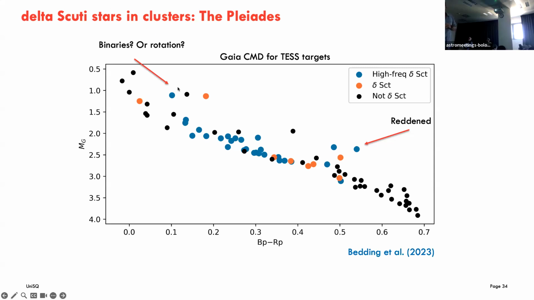But we see a nice main sequence here. I think there's heaps more work to do with the Pleiades, and Anna's just going to look at this when he's finished his paper on his grid of models. He's going to try and determine an asteroseismic age for the Pleiades stars.